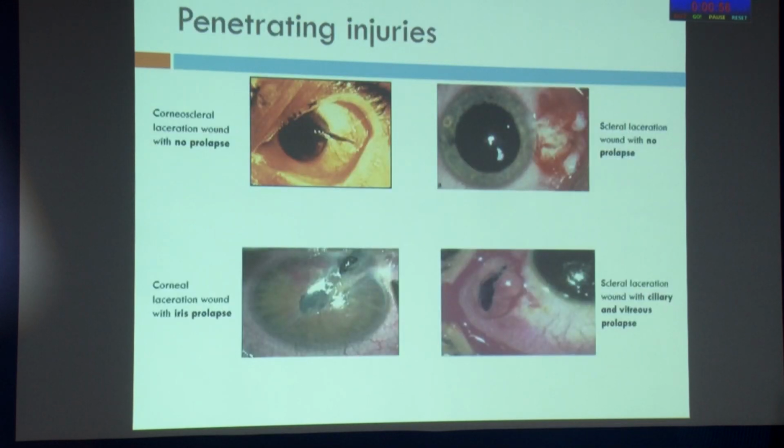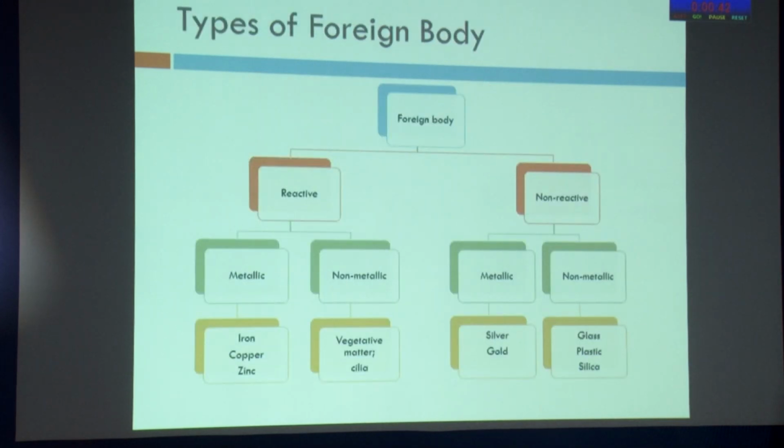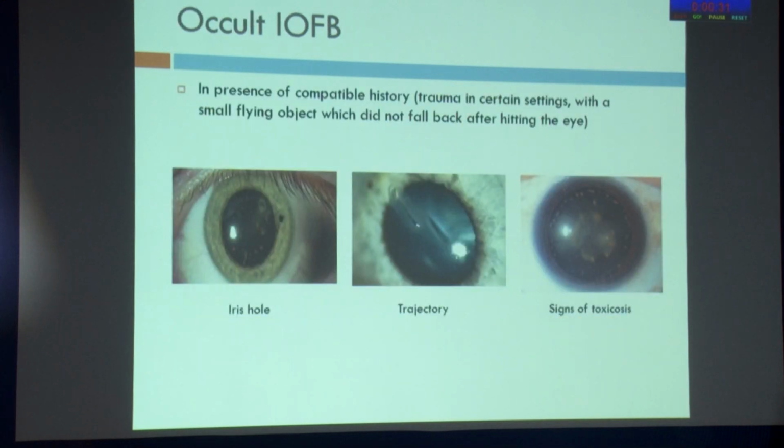Penetrating injuries could be corneoscleral without any prolapse, scleral without any prolapse, a corneal laceration with iris prolapse, or a scleral laceration with ciliary or vitreous prolapse. Intraocular foreign bodies could be either reactive or non-reactive. Further they are divided as metallic and non-metallic, and metallic ones are iron and copper, which are more commonly seen and could lead to siderosis. So it is also important to rule out occult intraocular foreign bodies and look at the signs of occult intraocular foreign bodies.